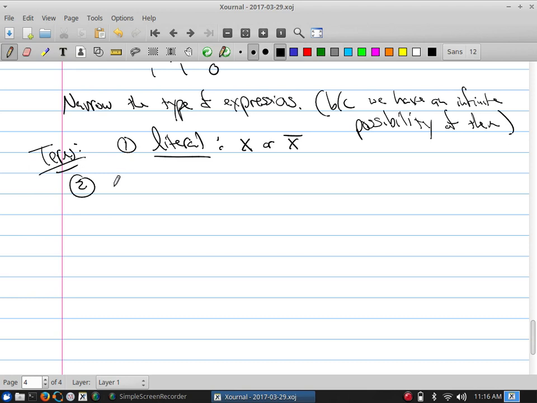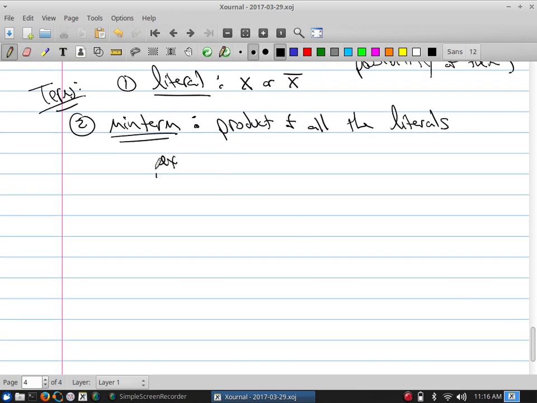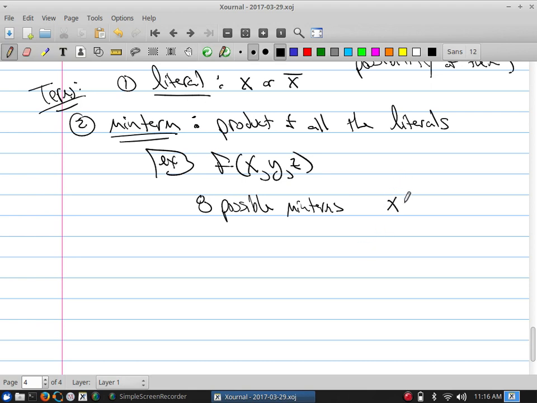The second term that we can work with here is called a minterm. What is a minterm? A minterm is a product of all the literals. So example, if f is equal to x, y, and z, we would have 8 possible minterms. I could have x, y, z.